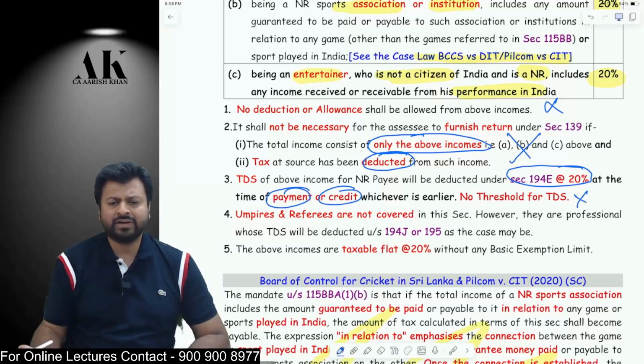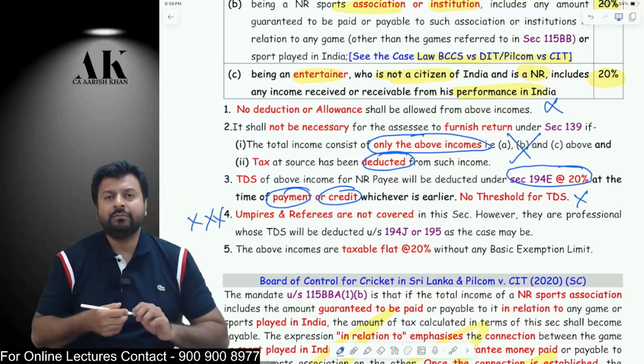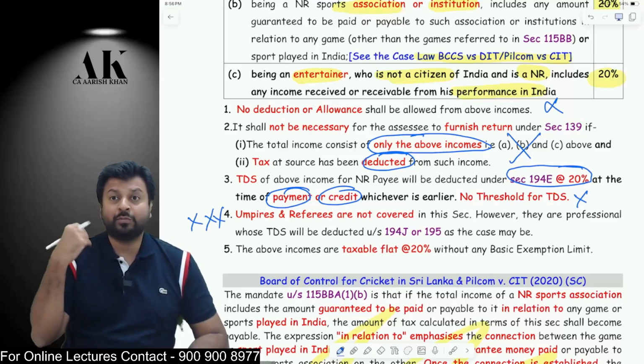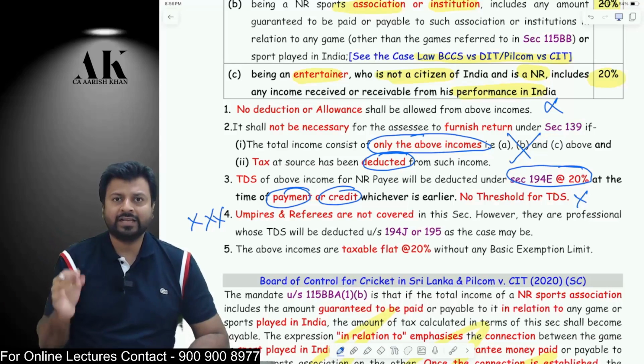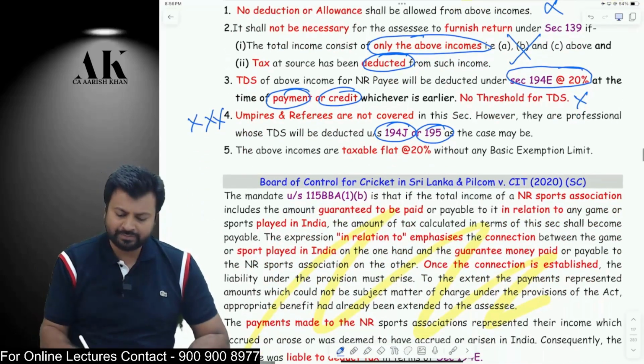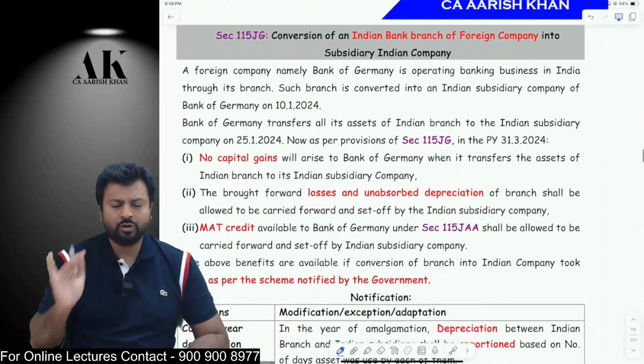Whether umpires and referees will be covered under this section? Umpires and referees are not covered under this section because umpires and referees cannot be called sportsmen. They are professionals, but they are not sportsmen. Therefore, their TDS will be deducted under section 195 if they are non-resident, or under 194J if they are resident. Okay. This section, flat 20% tax, no basic exemption limit of 2.5 lakh or 3 lakh rupees will be allowed. I hope it is clear to all of you.